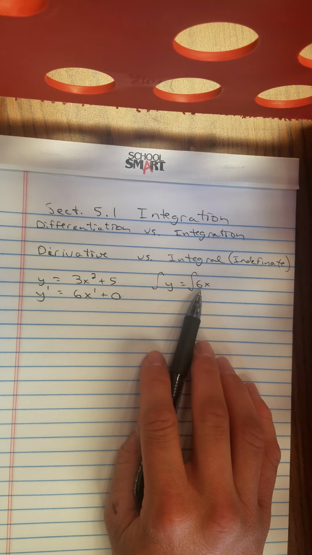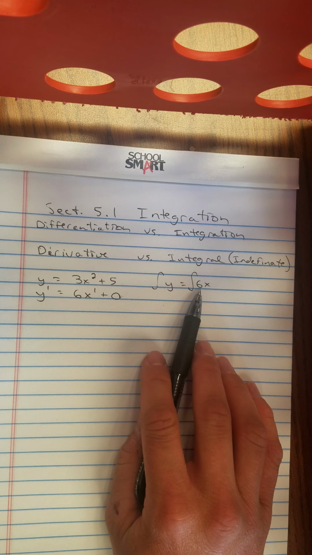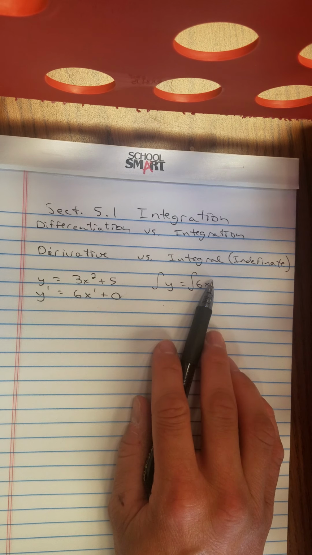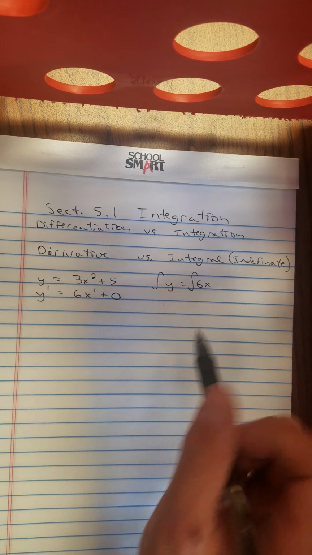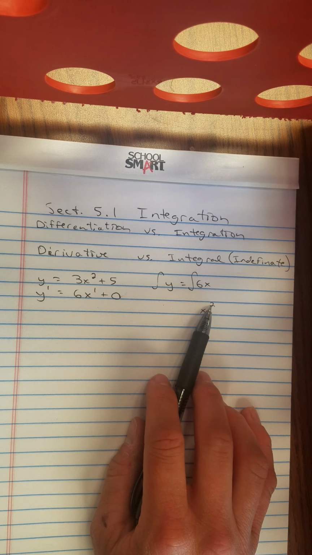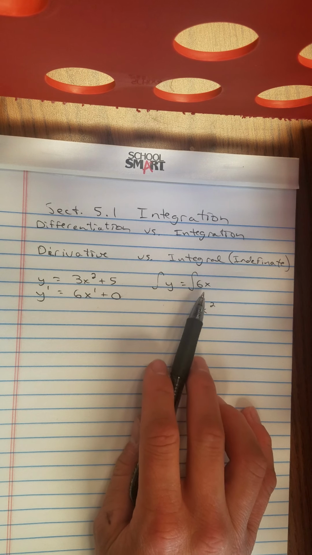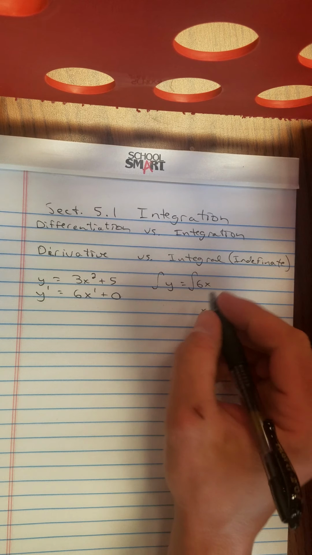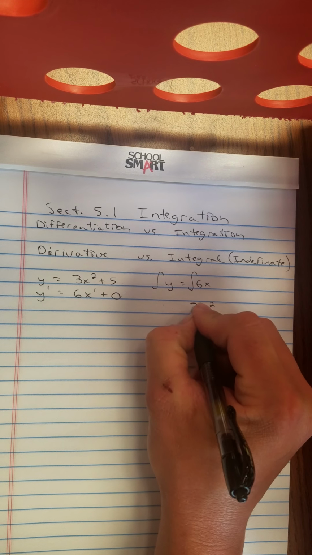Essentially, where does this 6x come from? Well, it comes from the fact that this is an x to the first power, which means it was an x to the second power, okay? And then if we just think about it, if it was an x to the second power, and when we differentiated, it became 6 out front, that must have meant it was a 3 at the beginning.